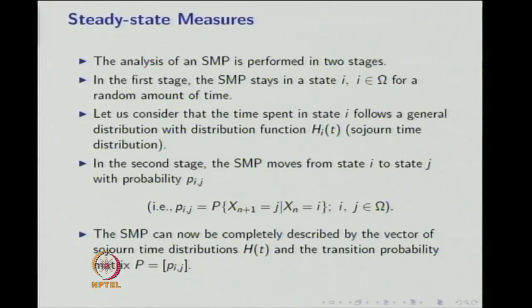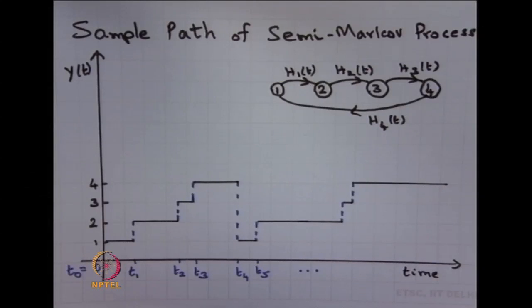Now, we are going to discuss the steady state measures of a semi-Markov process. The analysis of a semi-Markov process is performed in two stages. In the first stage, the semi-Markov process stays in a state i for some random amount of time. For example, in the sample path of a semi-Markov process, in this model we have a 4-state semi-Markov process. So, in each state the system stays a random amount of time.